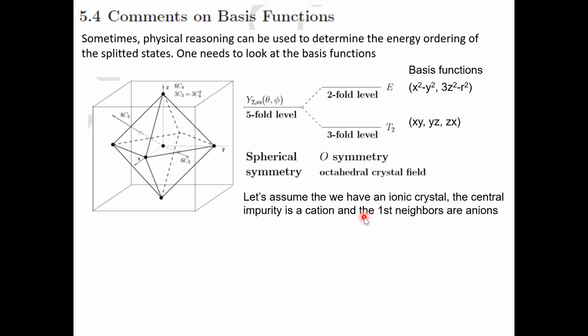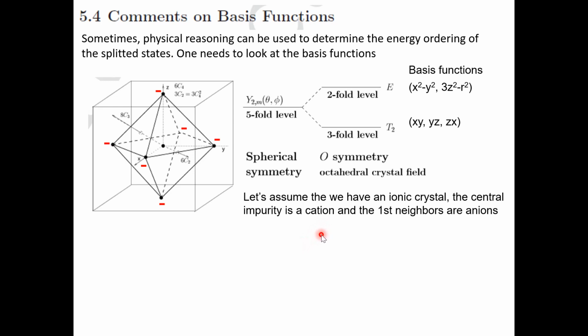just for the sake of argument, let's say that we have an ionic crystal and the central impurity is a cation, so it substitutes one of the cations of the ionic crystal, and the first neighbors are anions. Okay, so these are the 6 first neighbors, they form an octahedron, and let's say they are anions. Also, let's say we have negative charges, okay, around the positive impurity.